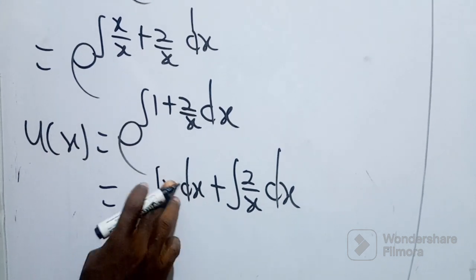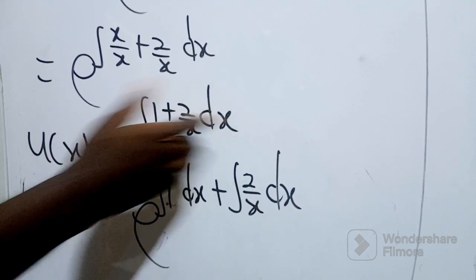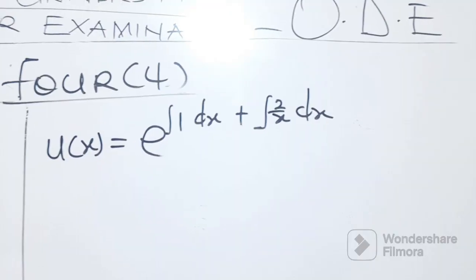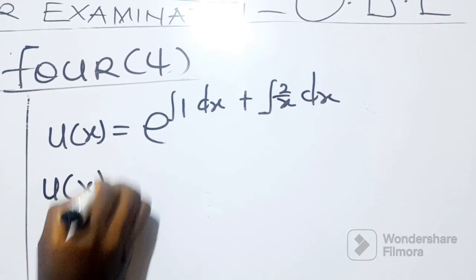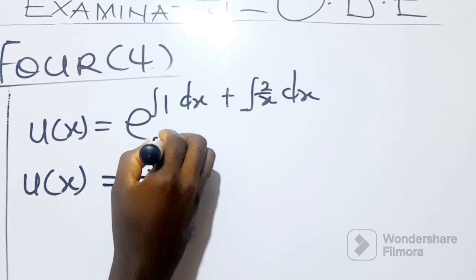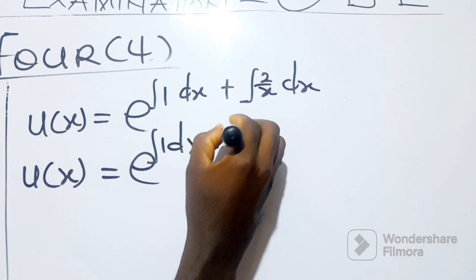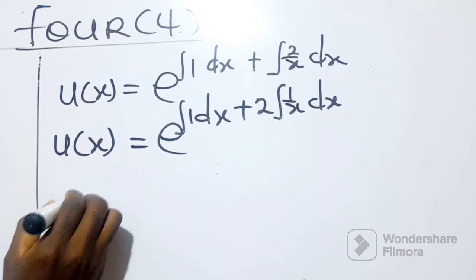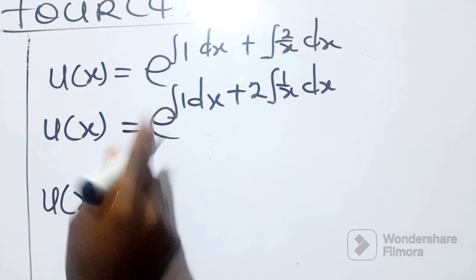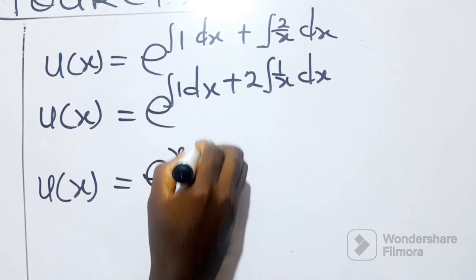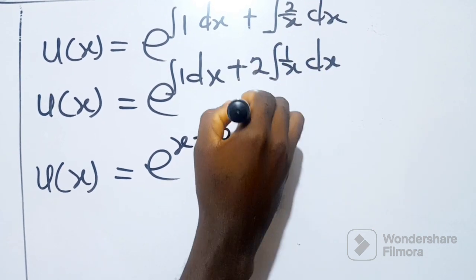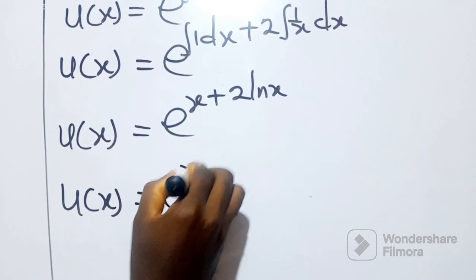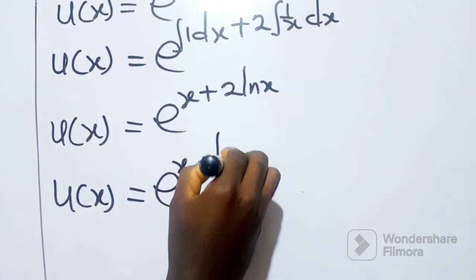So this is 1 dx. I'm just integrating term by term: the integral of 1 dx, plus the integral of the other term. So we can rewrite this as u of x equal to e exponent the integral of 1 dx plus 2 times the integral of 1 over x dx, since the 2 there is a constant. So our u of x, which is the integrating factor, when we integrate this, will just be x, plus 2 times the integral of 1 over x, which is ln x.